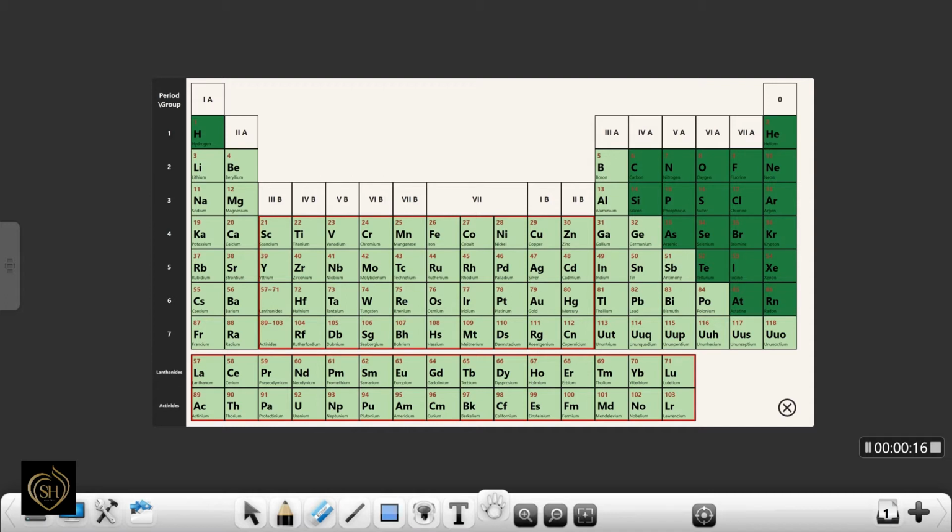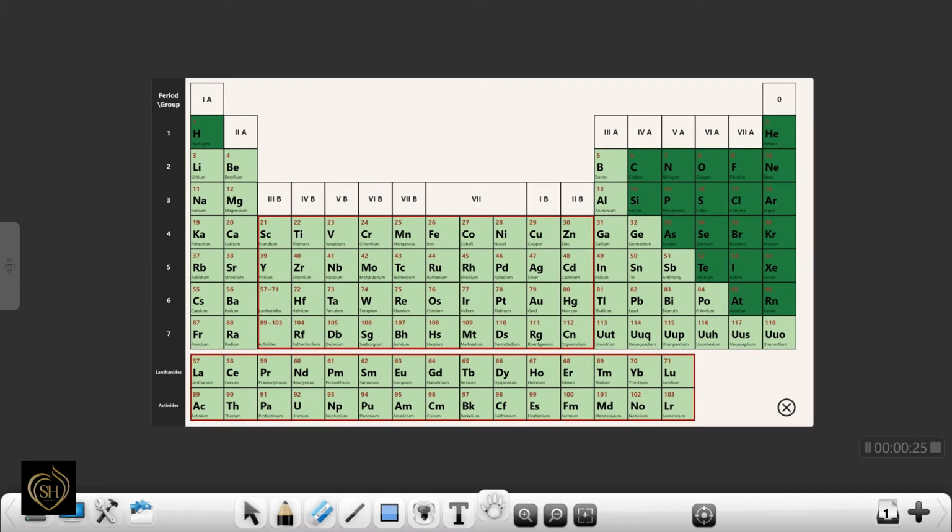The first group and second group, they are S block elements. And group number 3 to 12, they are D block elements. Then group number 13 to 18, they are P block elements. And the last rows, lanthanoids and actinoids, they are the continuation of 6th and 7th period. They belong to F block.